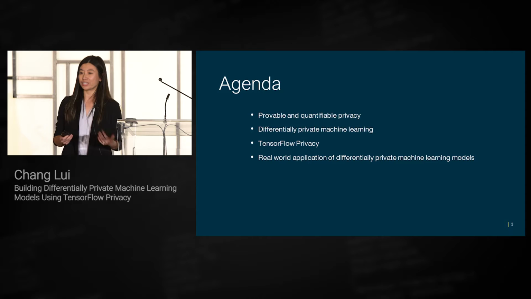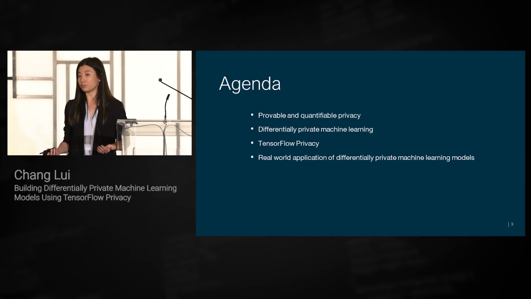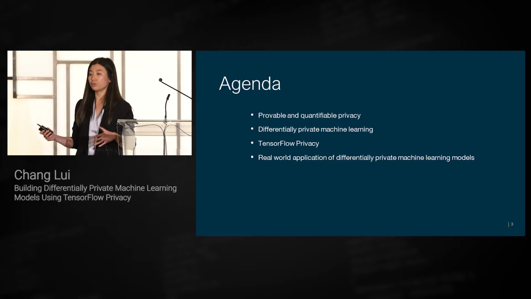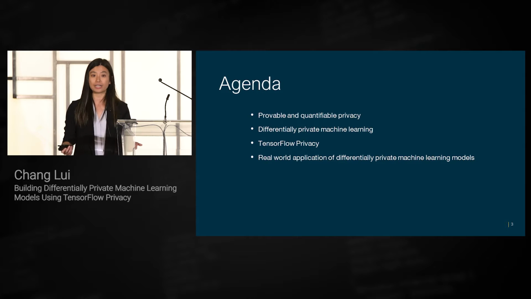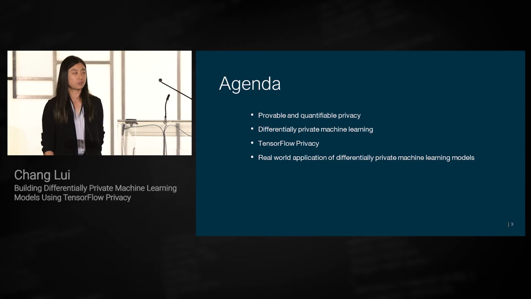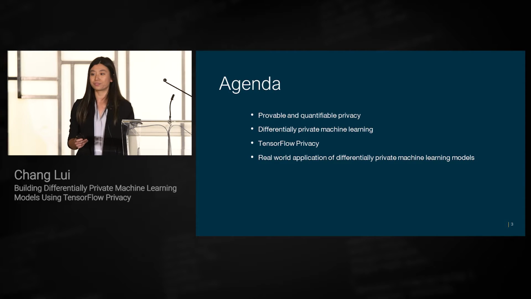All right, so for today's agenda, I'll quickly introduce Georgian Partners and what we do. And we'll dive right into provable privacy, or differential privacy. And I'll show a package that's available right now, the TensorFlow Privacy package, that you can take and use to build differentially private machine learning models. And I'll close this talk with a real-world application of the differentially private machine learning models.